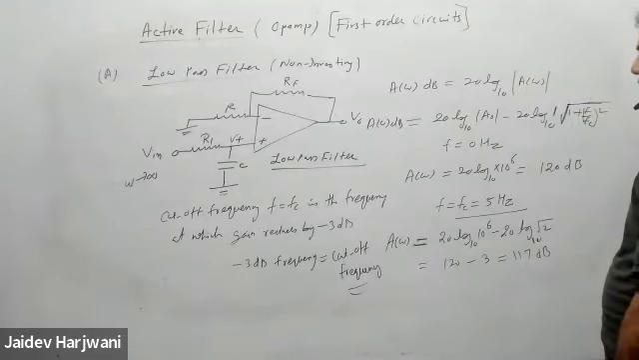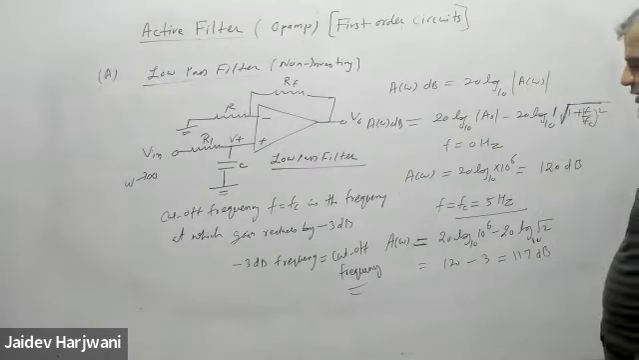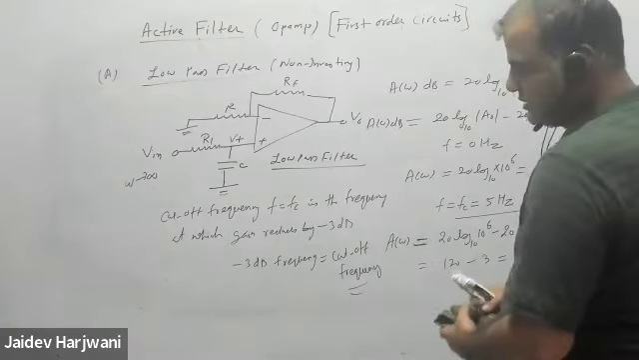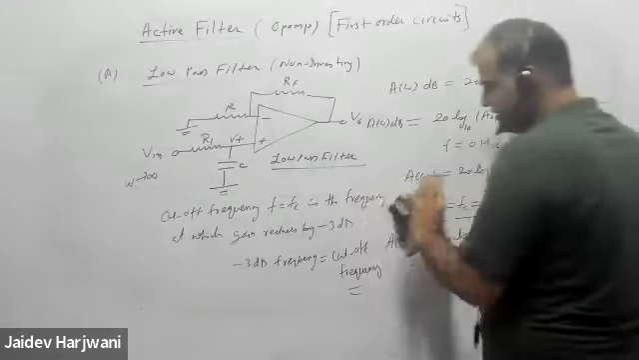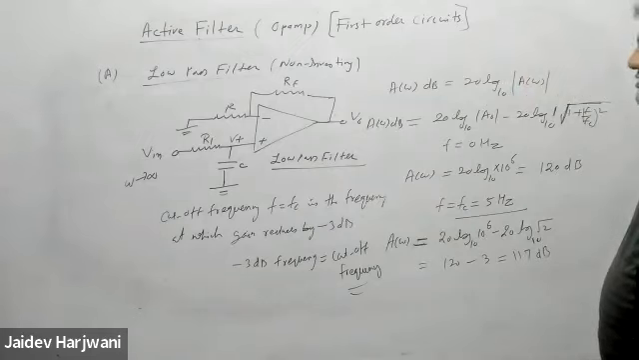Now we have values. Remember these values, 120 and 117. Now I'll keep on increasing frequency, because this is a low pass filter and the gain will start reducing. The cutoff frequency is the frequency at which gain reduces by minus 3 dB.